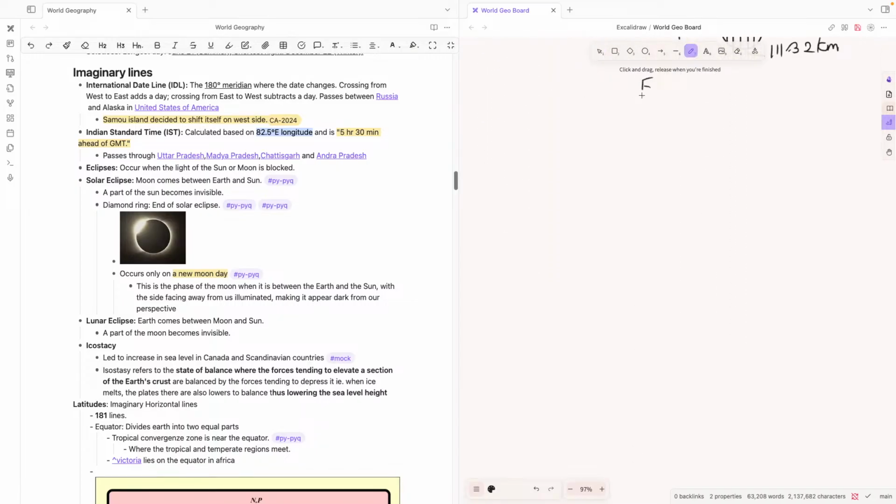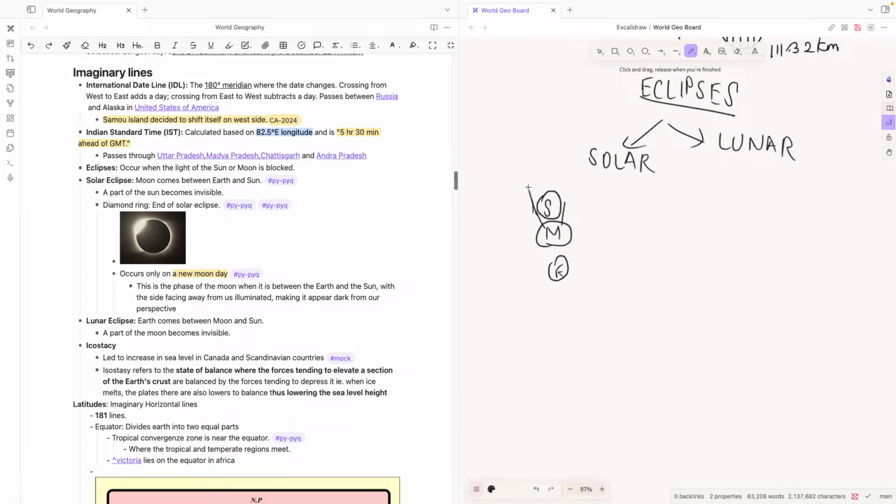Eclipses. As we know, there are 2 types of eclipses: the solar eclipse as well as the lunar eclipse. As the name suggests, in the solar eclipse, the sun is the one that is being hidden. We know there is a sun, there is earth and there is moon. When the moon comes in between the sun and the earth, it hides a part of the sun, right? Then it leads to a solar eclipse.